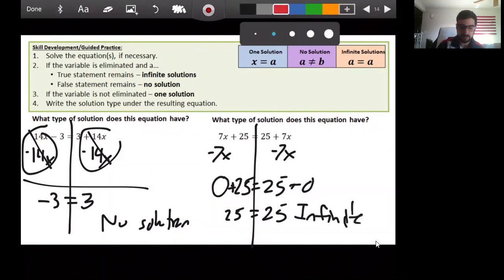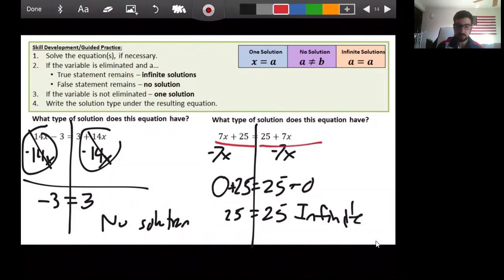Another way you might have recognized this is 7x plus 25 is the same thing as 25 plus 7x, because 7x is positive on both spots as well as 25 is positive. It's the same thing. The numbers were just flipped around.